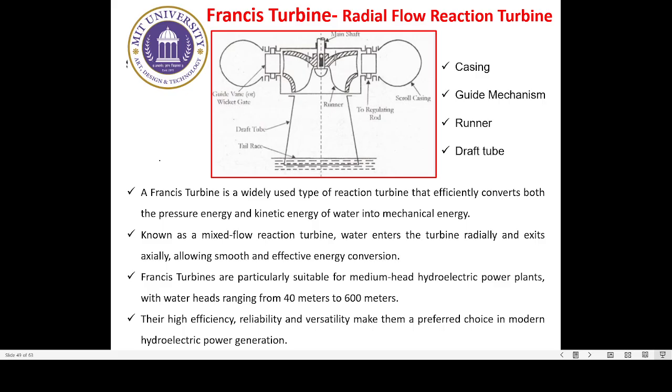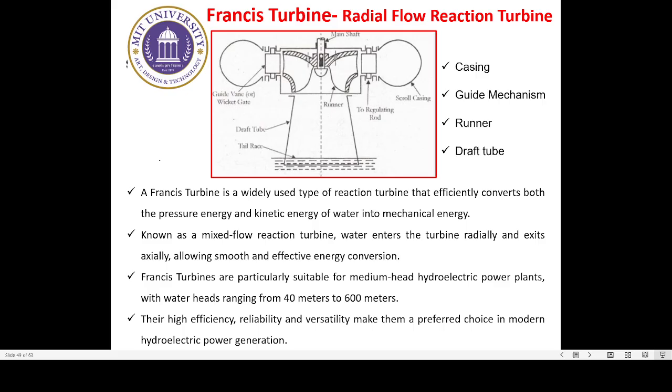The additional feature that can be identified for the radial reaction turbine is that the runner is completely enclosed in an airtight casing, and the casing as well as the runner are always full of water. That may not be the feature as far as the impulse turbine is concerned. I repeat, the runner is completely enclosed in an airtight casing, and the casing in addition to the runner are always full of water in case of the reaction turbine.